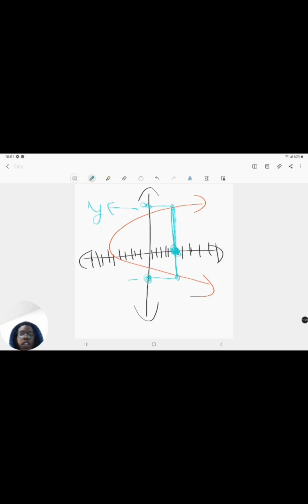Now I've got another y value that corresponds to the same x value. So this is not a function. Why? Because we've got one x value corresponding to two y values. A function only has one output, not two, one output for the same x value, or for different x values.